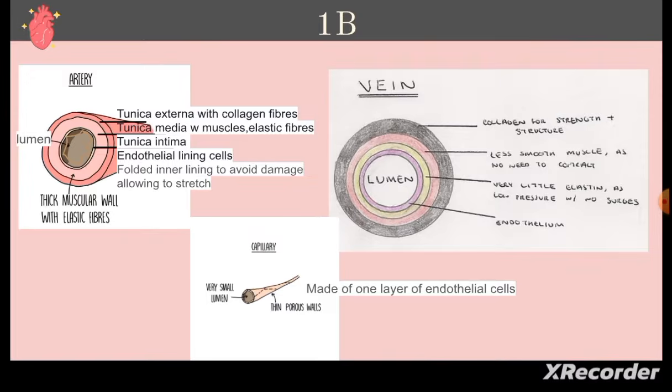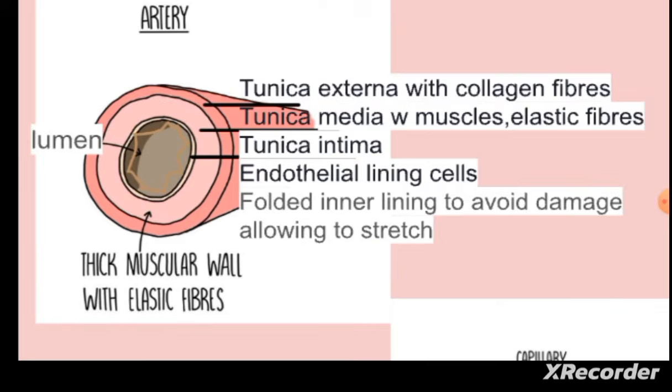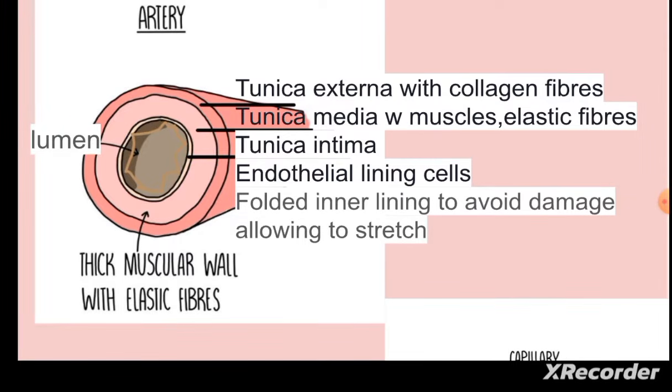And here, these are very important. You are often asked to draw the structure of the artery. You have to label the lumen inside and the layer of endothelial cells. You have to label the tunica media, the one in the middle. It has muscles and elastic fibers, and the layer on the outside, tunica externa, that has collagen fibers.